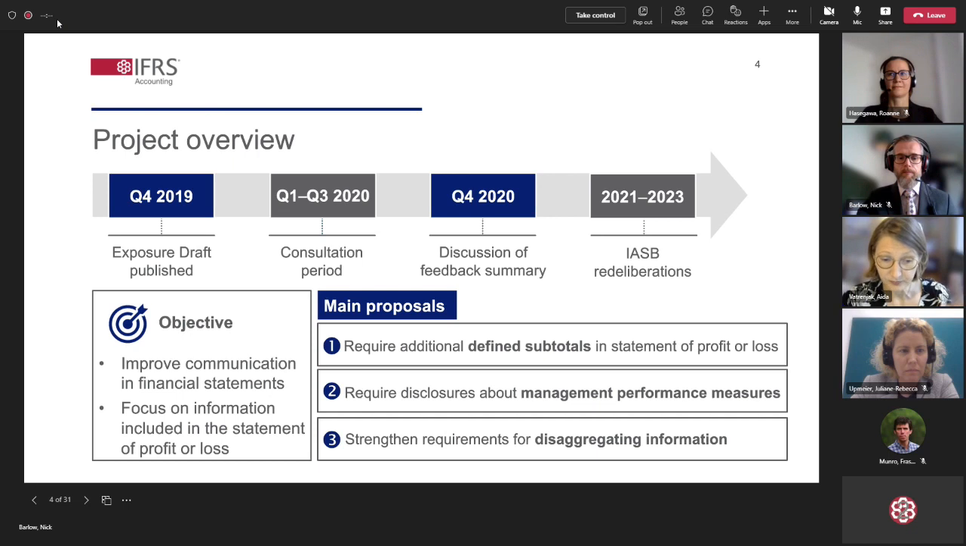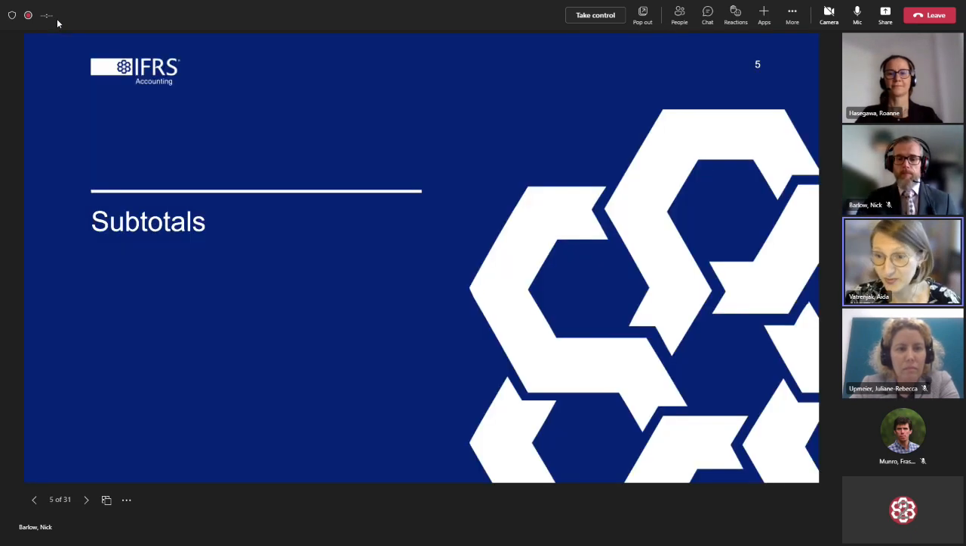So a few words about the targeted outreach. This is an exercise we're doing now with the objective to test whether the proposed changes compared to what was in the exposure draft are going to work as intended, and to make sure that the overall balance of cost and benefits is right. The IASB is planning to discuss the findings from this targeted outreach in early 2023, and then the IASB is planning to conclude redeliberations on the project. So with this quick overview, Roanne, would you like to walk us through the proposals for the subtotals in the statement of profit or loss?